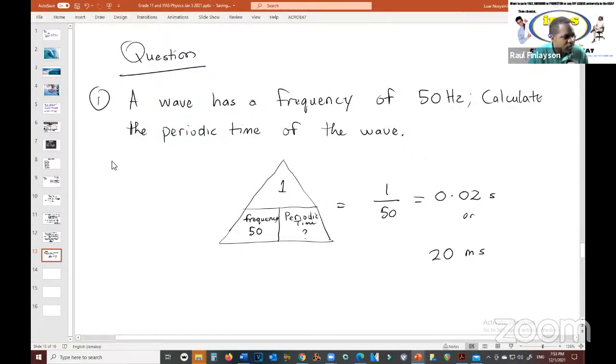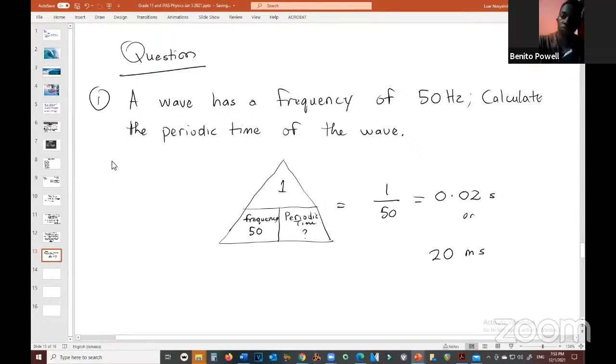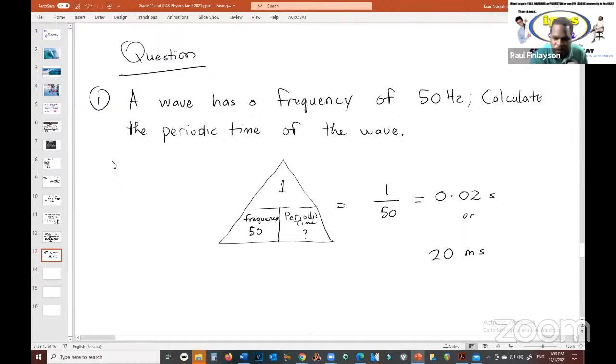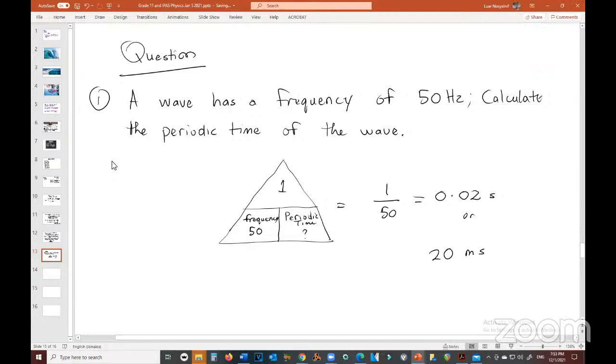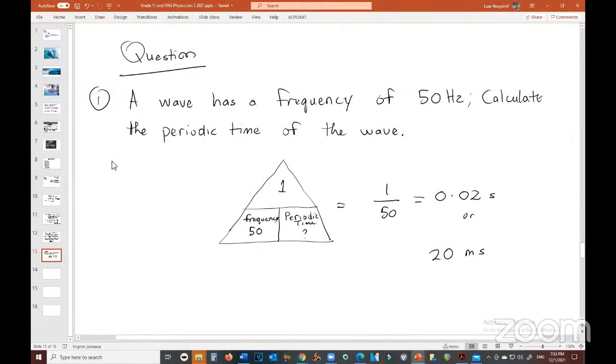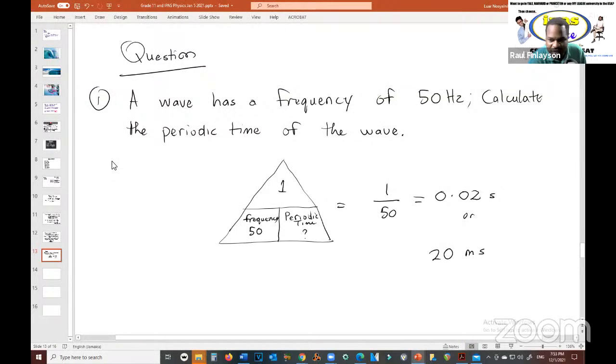Excuse me, sir. Yes, dear Chanel. Sir, I want 20 ms for that. Sir, is that in the solution? No, we don't need a solution, dear Chanel. But we know 0.2 seconds is the same thing as 20 milliseconds. Oh, I see. Okay, sir.